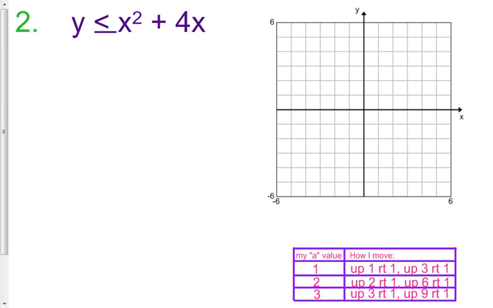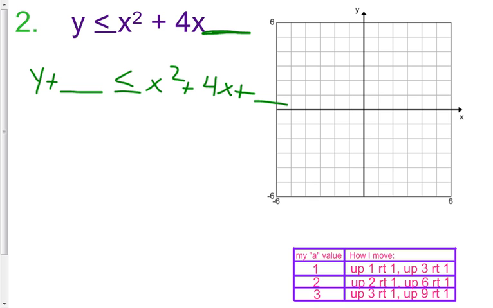You can already see we don't have a C value right here. So we're actually ready to rock. We're ready to complete the square. Y is less than or equal to x squared... Oops. I should have said y plus a blank. Sorry about that, class. Y plus a blank is less than or equal to x squared plus 4x plus a blank.